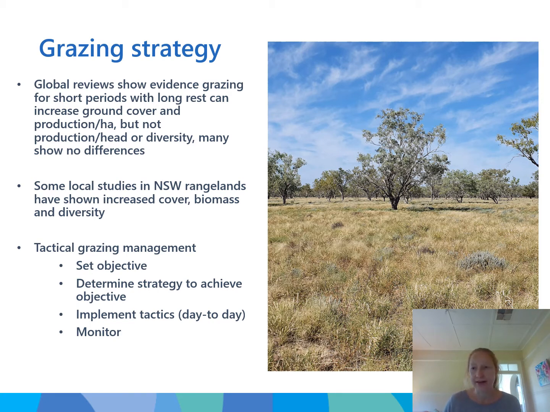So the tactical grazing systems generally involve setting an objective, for example, increasing the productivity or diversity of the pasture, determining a strategy to then achieve that objective, such as setting utilisation or ground cover thresholds, implementing tactics on a day-to-day basis to be able to respond to the changing conditions and meeting those animal requirements, and lastly, just monitoring to make sure those objectives are being achieved and making adjustments as required.